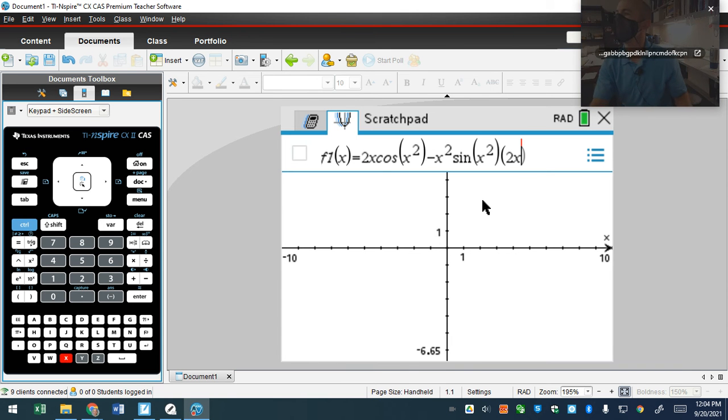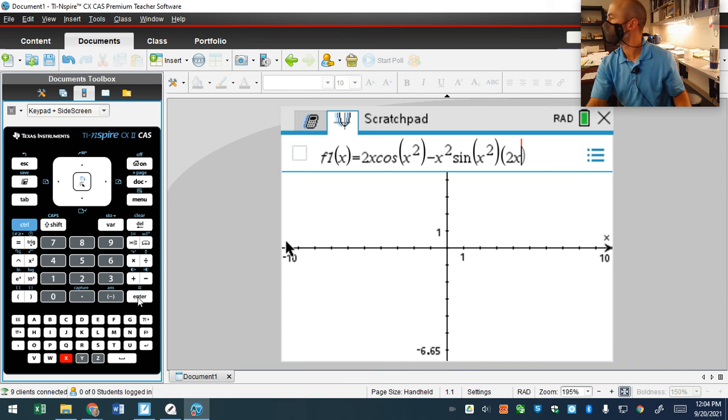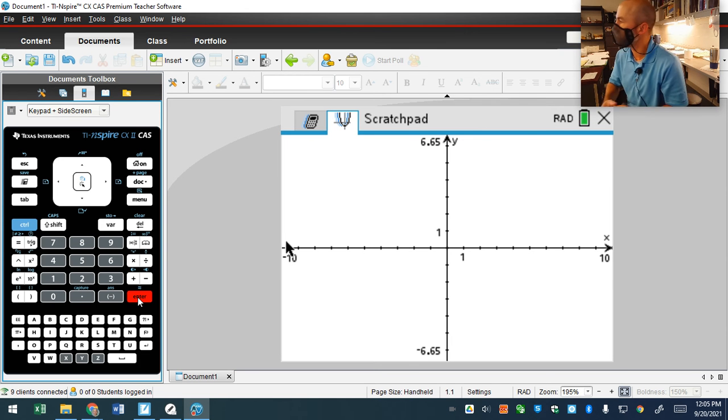Looks good to me. And I can go a lot faster than you because the keyboard and a mouse make things a little bit easier for me. But when I hit enter, I see nothing, even though it looks like I punched everything in correctly. And this is where knowing how to use your calculator is one thing. You also need to learn how your calculator thinks and how your calculator reads your inputs, because sometimes you can run into errors like this.